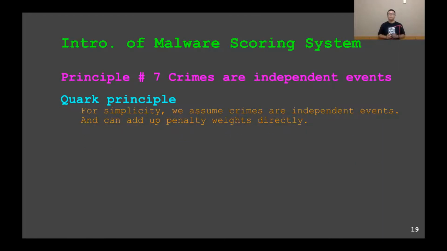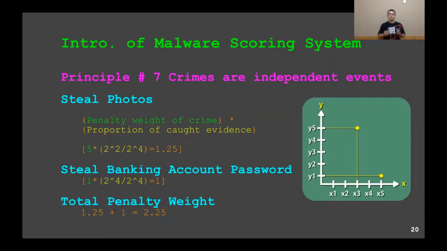All right, principle number 7. Crimes are independent events. For simplicity, we assume crimes are independent events, and penalty weight can be added up directly. So, this is an example of adding up two crimes. In the malware, we find two crimes. They are stealing photos and stealing your banking account password. So the calculation of the total penalty weight is quite simple. For each crime, we use penalty weight of crime to multiply the proportion of caught evidence and add up the result of the two.